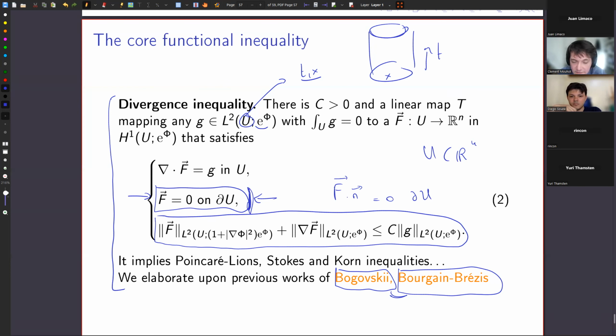It is a very nice inequality, which is a sort of mother inequality of many others: Poincaré-Lions, Stokes inequality, Korn inequalities in mechanics. And yeah, I will stop here because I'm already late. Thank you.